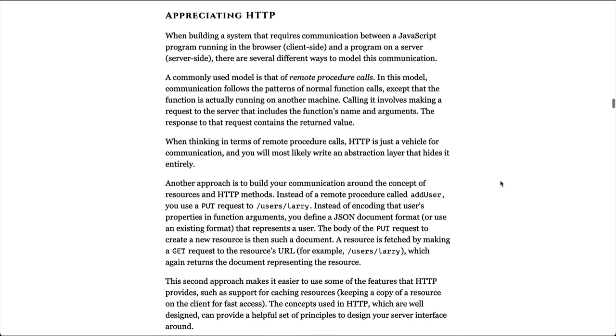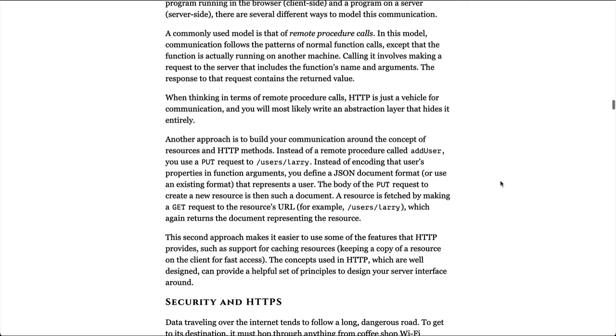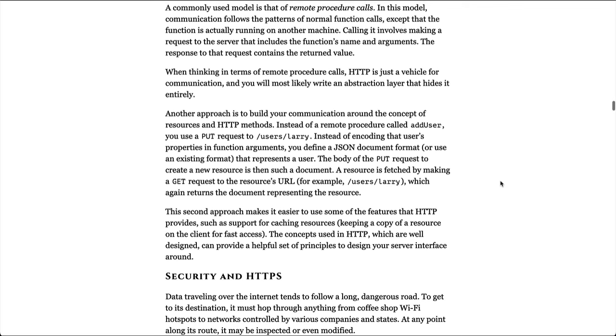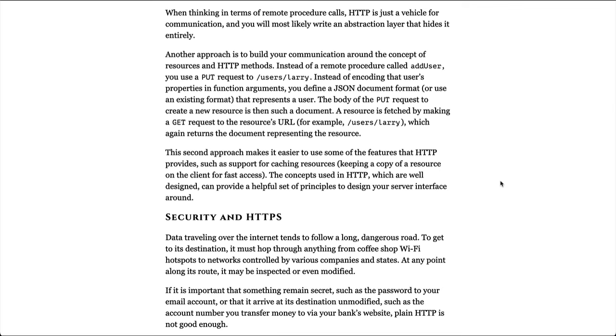Appreciating HTTP. When building a system that requires communication between a JavaScript program running in the browser, client side, and a program on the server side, there are several different ways to model this communication. A commonly used model is that of remote procedure calls. In this model, communication follows the patterns of normal function calls, except that the function is actually running on another machine. Calling involves making a request to the server that includes the function's name and arguments. The response to that request contains the returned value. When thinking in terms of remote procedure calls, HTTP is just a vehicle for communication, and you will most likely write an abstraction layer that hides it entirely.